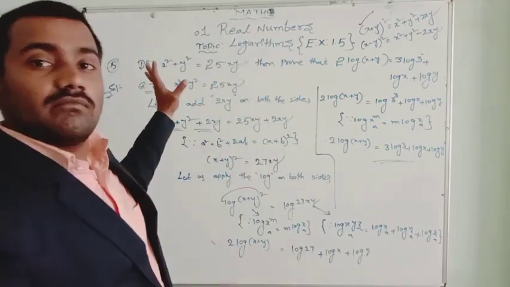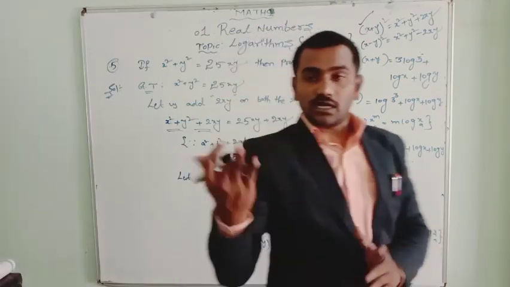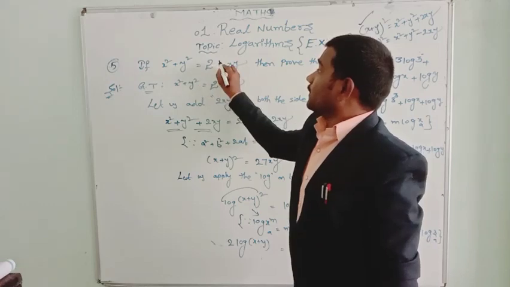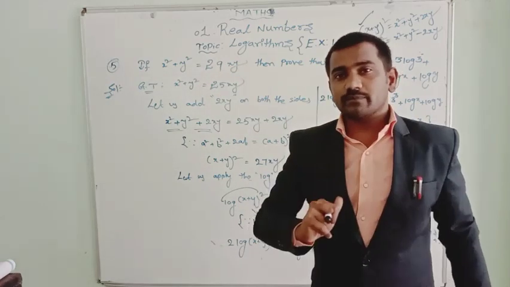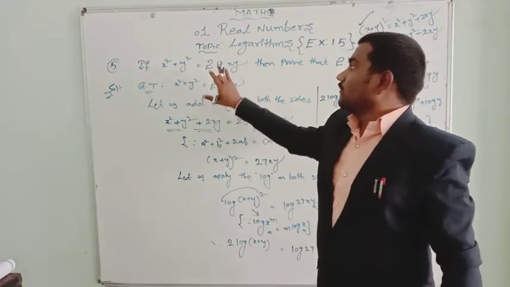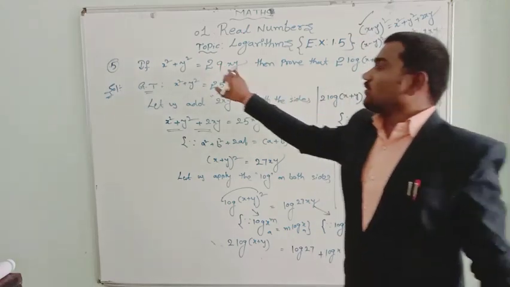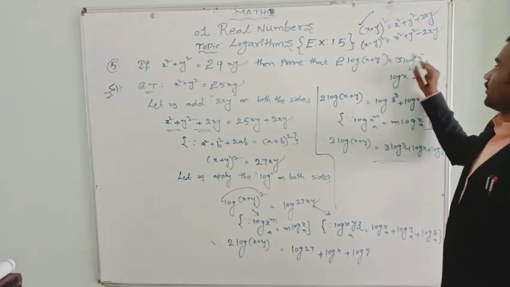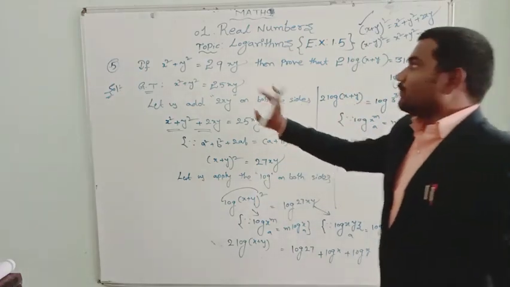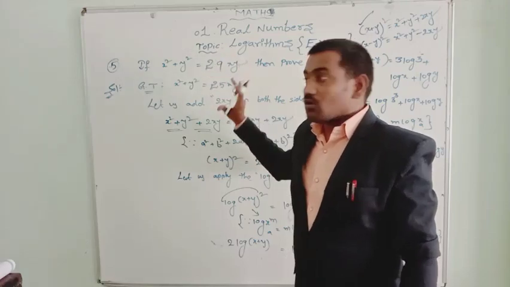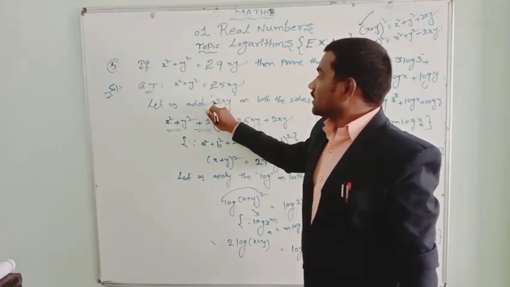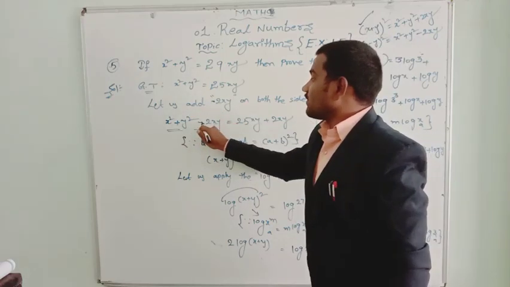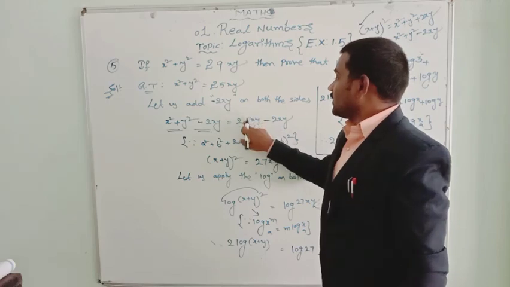Many questions will come based on this in your 10th class examination. They may give 29xy instead of 25xy. What will you do? It is the same question, we need to prove the same thing. We need 3 cube, which is 27, but we have 29, so we have to add minus 2xy. Let us add minus 2xy if it is 29xy.